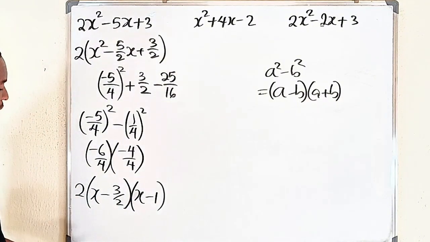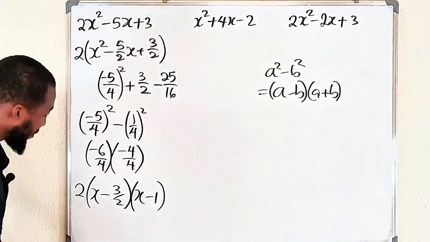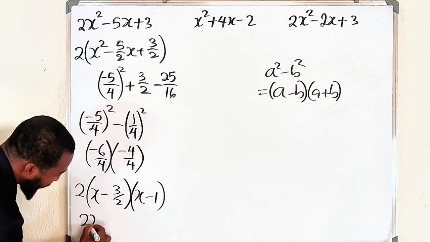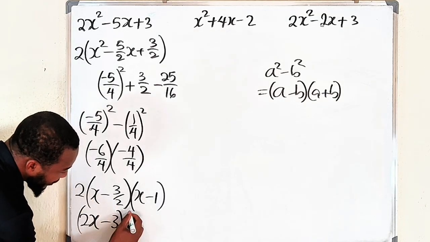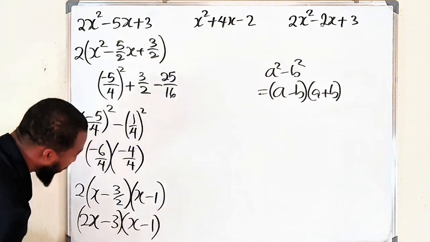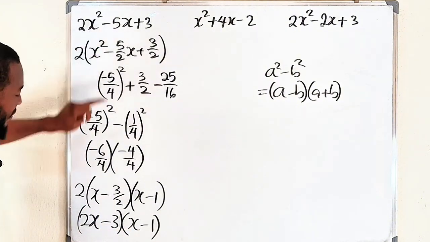And we are done. If you like, you can expand this number inside. So we have 2x minus, this will give us 3 because the 2's will cancel. Therefore, the factorized version of this is this.